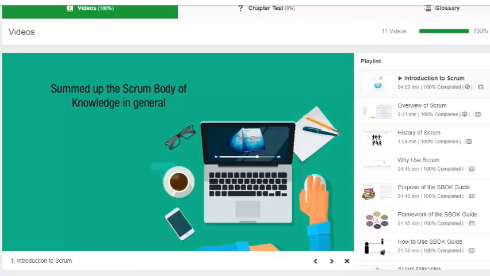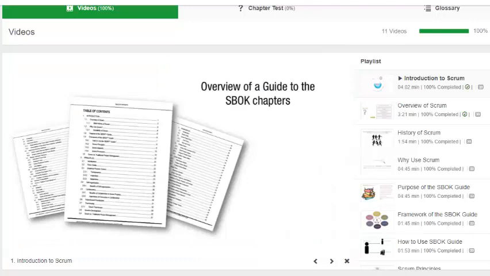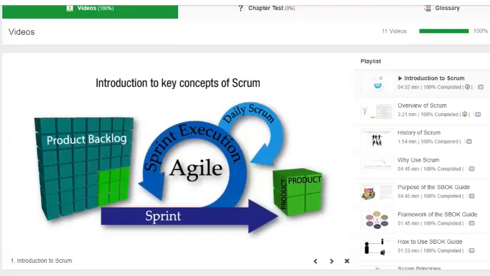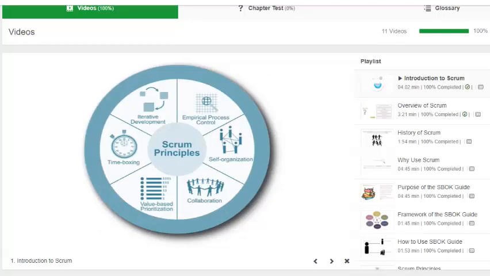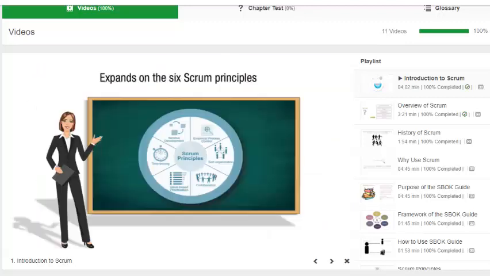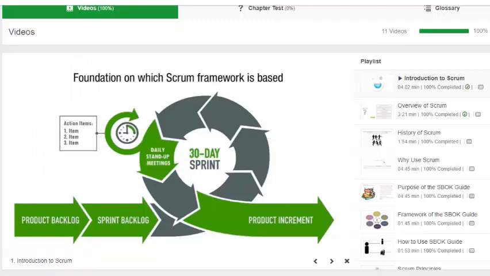Now that we have pretty much summed up the Scrum Body of Knowledge in general, let us quickly run through an overview of A Guide to the SBOK chapters. The first chapter describes the purpose and framework of the SBOK and provides an introduction of the key concepts of Scrum. It also contains the summary of Scrum Principles, Scrum Aspects, and Scrum Processes.